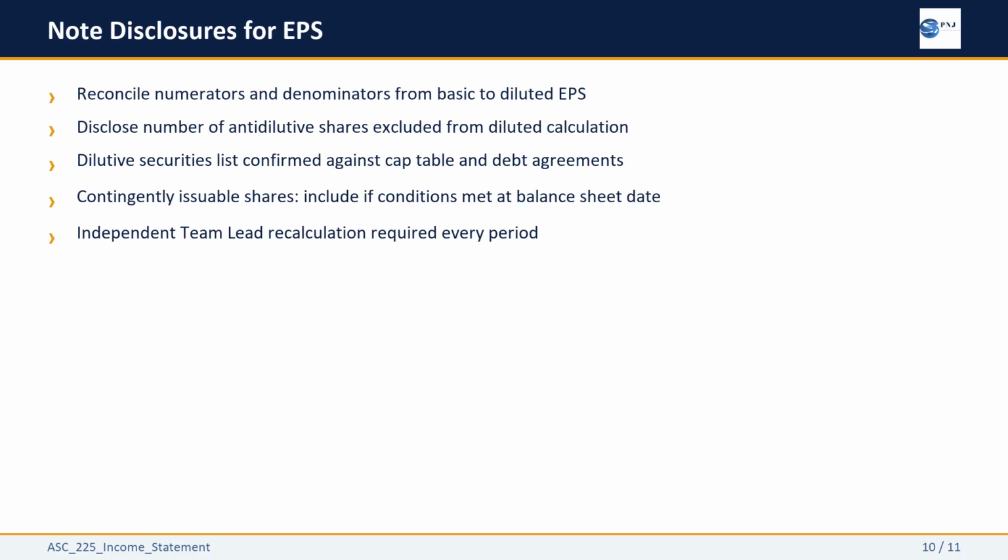The notes to the financial statements need to support what is on the face. The reconciliation of numerators and denominators from basic to diluted EPS tells users exactly how you got from one number to the other. Antidilutive shares excluded from the diluted calculation must be disclosed, how many and what type. In practice, before any EPS disclosure goes out, Team Lead performs a completely independent recalculation using the cap table and debt agreements directly. Errors in EPS are public and immediate. This is one of those controls you do not skip.